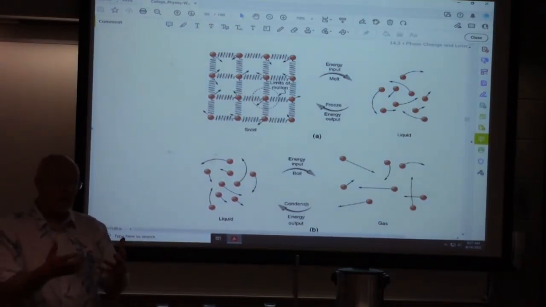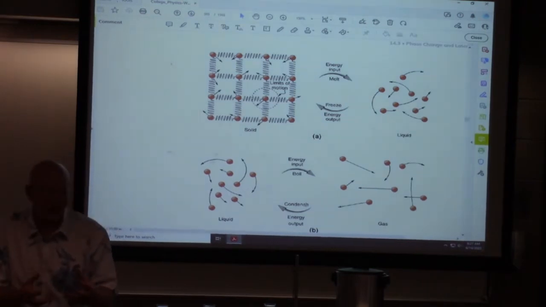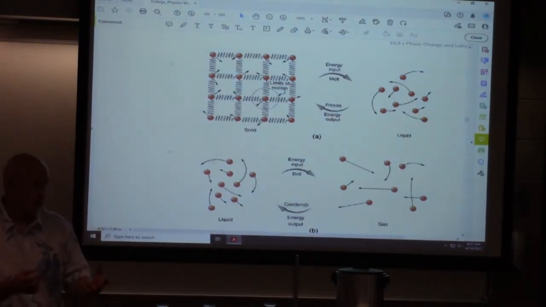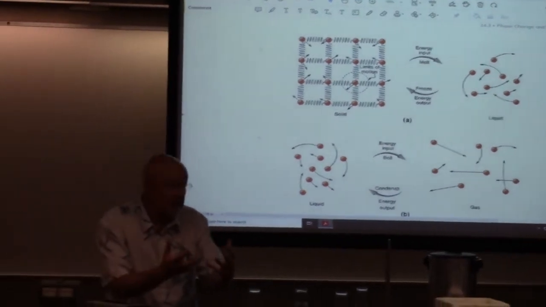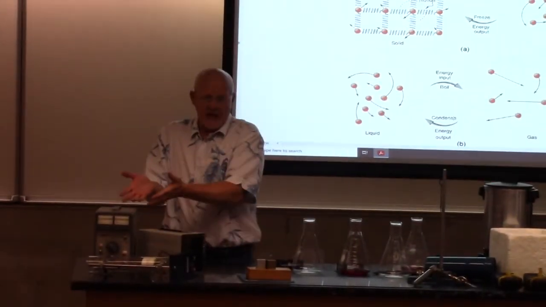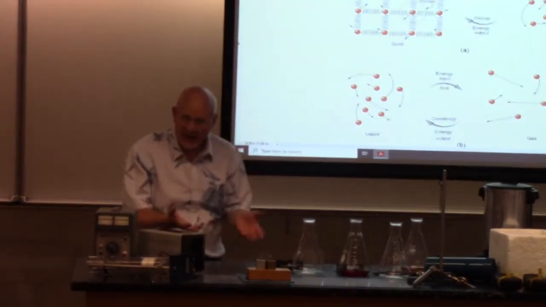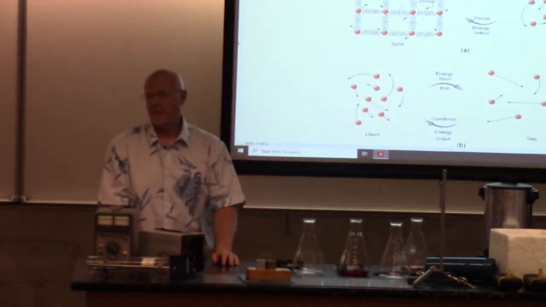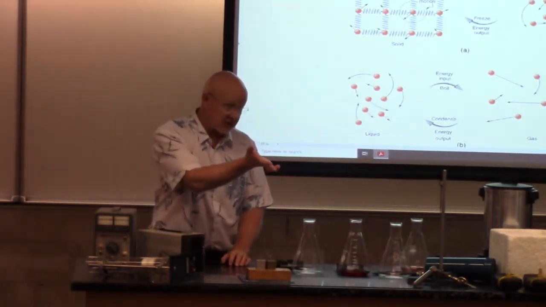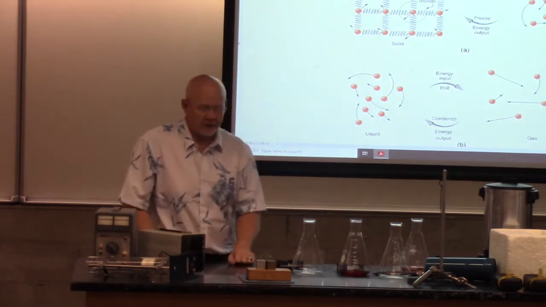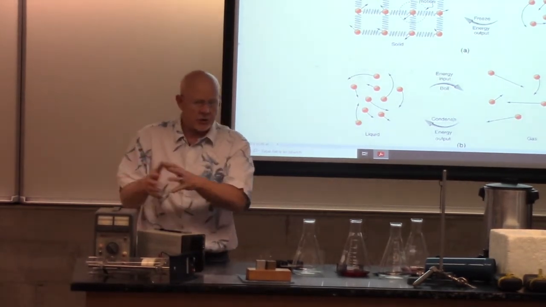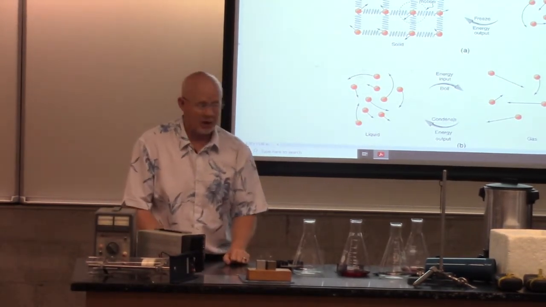And this really bothered the early scientists. They called this a latent heat, a hidden heat. They said, look, we're giving it energy, but its temperature is not going up. Doesn't that seem weird? And of course, hopefully it makes more sense now when you look at the microscopic level. It's not weird. You're just not making them go faster. You're just giving the energy to break the bonds.